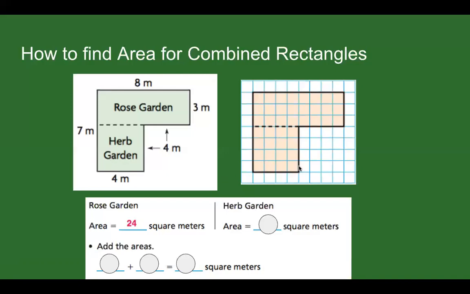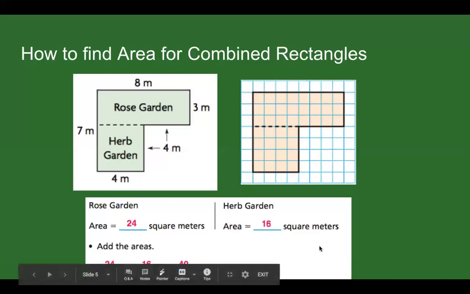You can use the units here, you can count them, or if you know 4 times 4, that's awesome. So go ahead and pause the video if you need to count or do 4 times 4 to find the area of the herb garden. Okay, so you should have got 4 times 4 equals 16. So now we know the area of just the rose garden is 24, just the herb garden is 16.